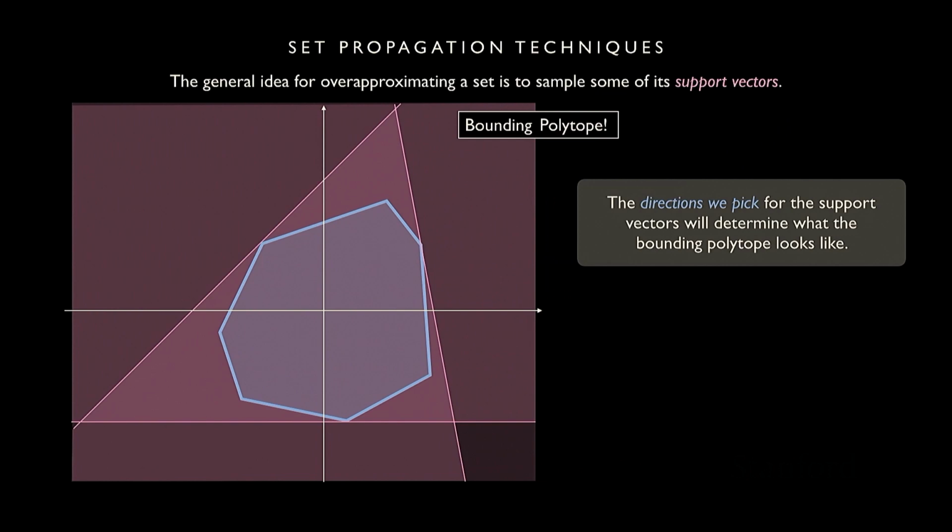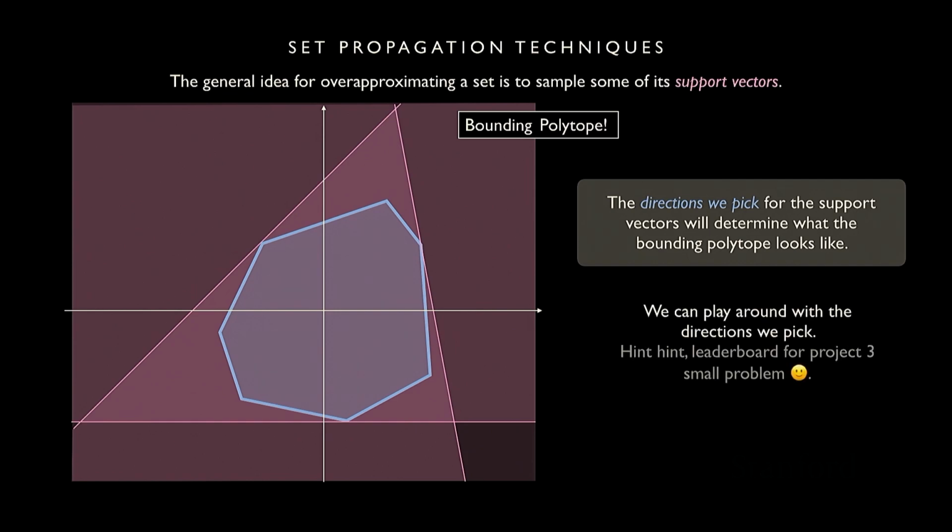And specifically, the directions that we pick for evaluating the support vector are going to determine what this bounding polytope looks like. So these three directions gave us this triangle here. If we add another direction, maybe going this way, we'll get another one that slices through here, and we'll have more than three vertices, and so on. And basically the algorithm that LazySets is using has a smart way of picking these directions so that it can most efficiently over-approximate the set.